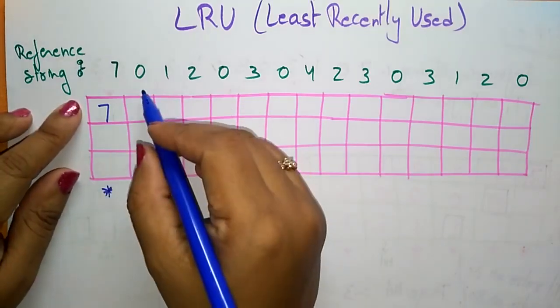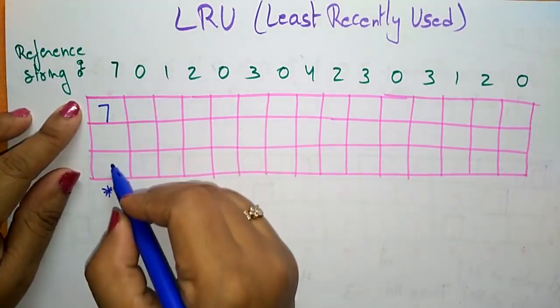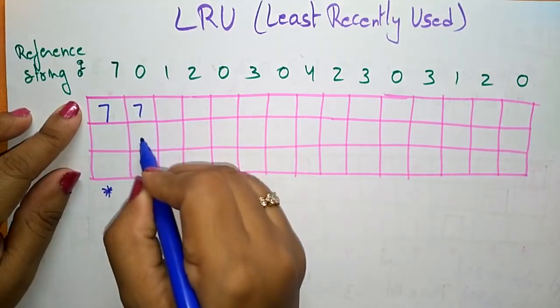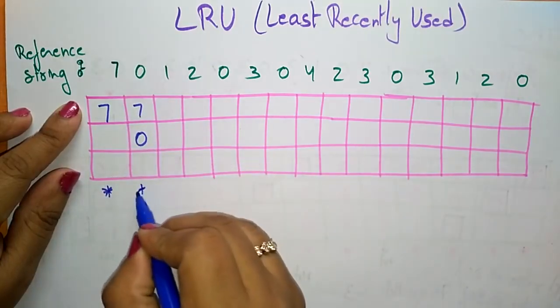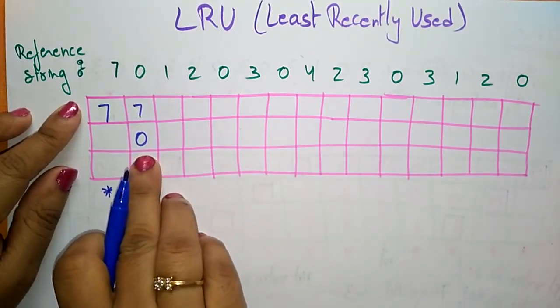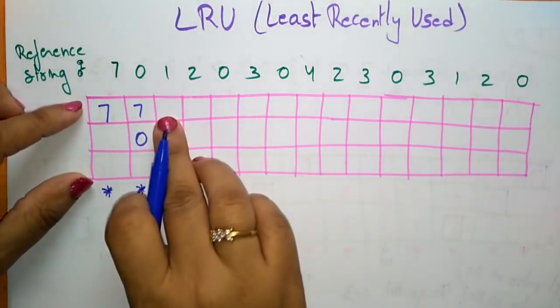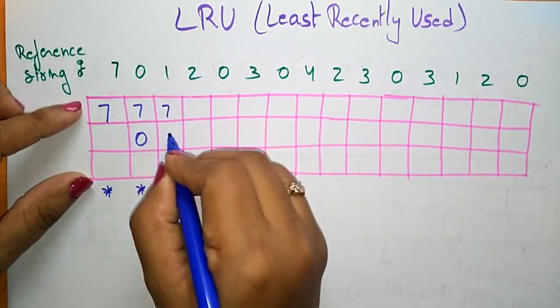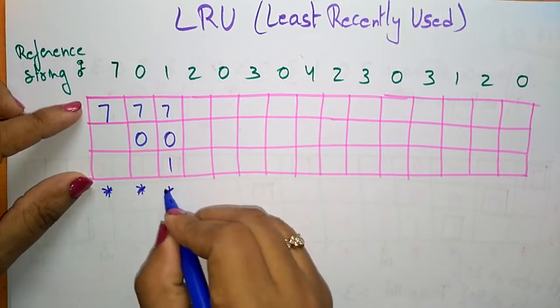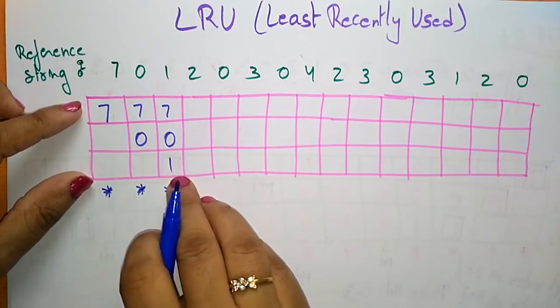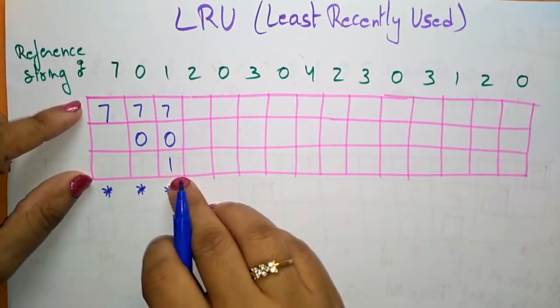Next I have to place 0. Already 2 frames are free, so just place 0. This is also a page fault because 0 is not present in the RAM. Next I have to place 1. 7, 0, 1. This is also a page fault because 1 is not present in the RAM.